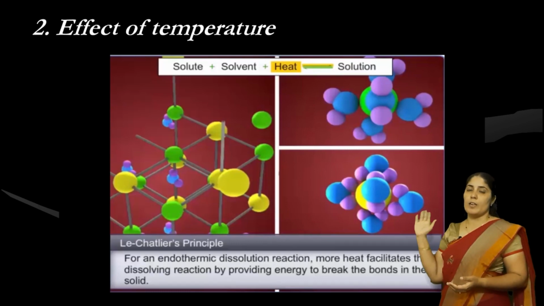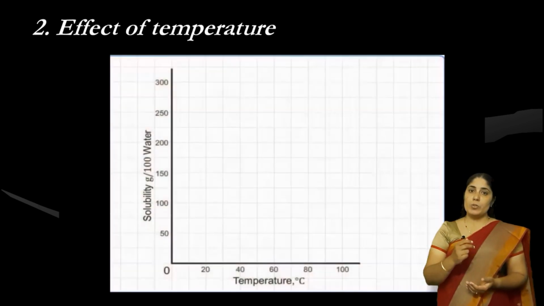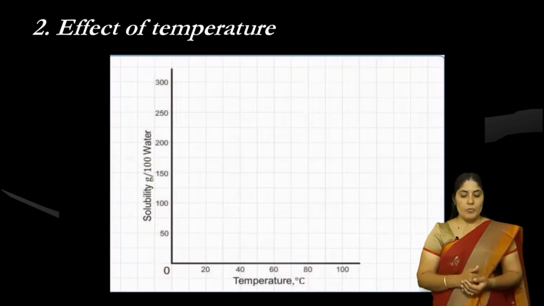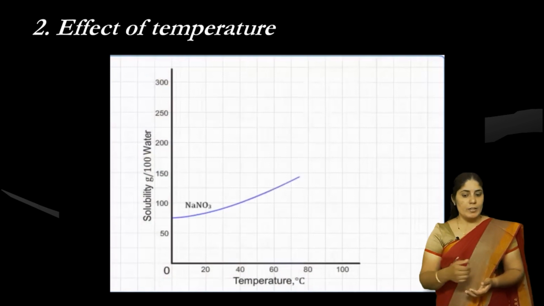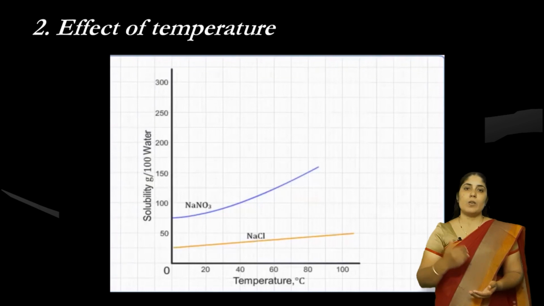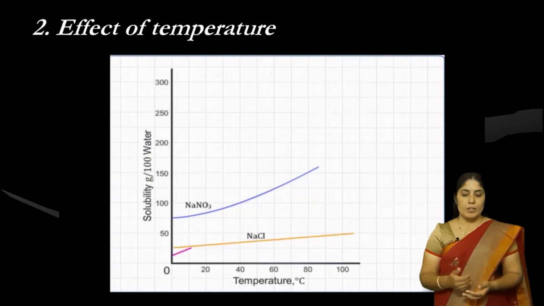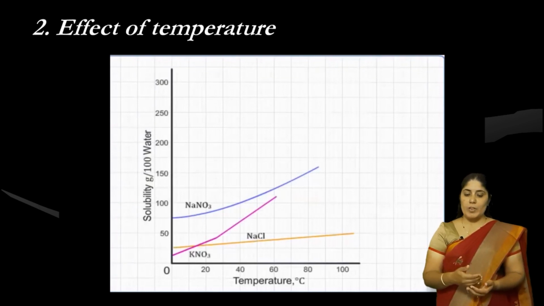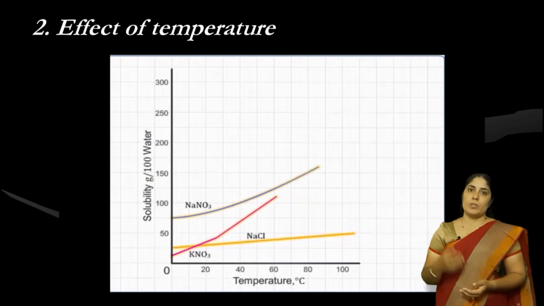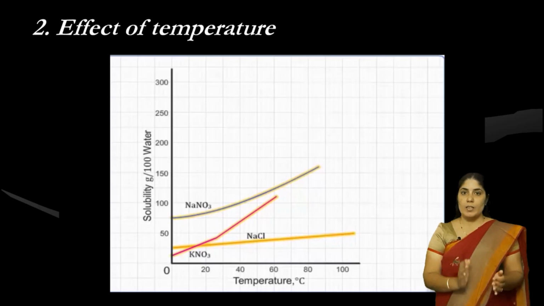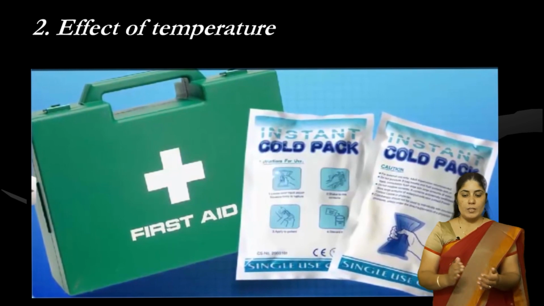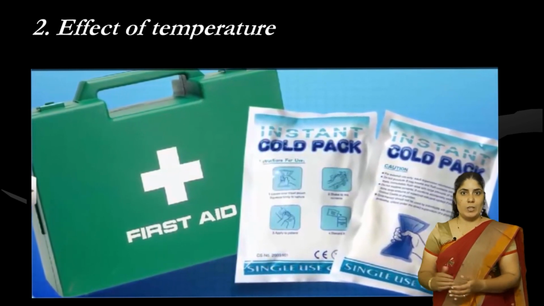You can see in the graph, we are going to consider two types of examples there. The first example is that of sodium nitrate. You can see that on dissolution, the solubility of sodium nitrate increases excessively with increase of temperature. In the same way, we have potassium nitrate on the graph and we also have NaCl. So, these are the examples which show that they are endothermic and their solubility increases with temperature.